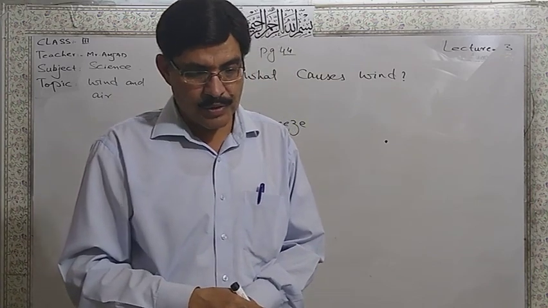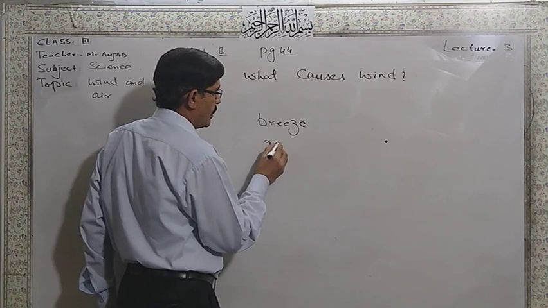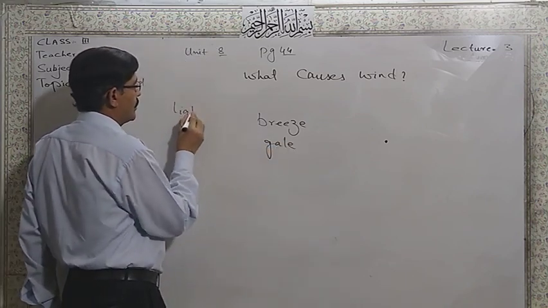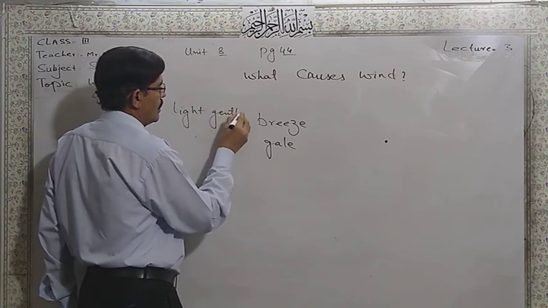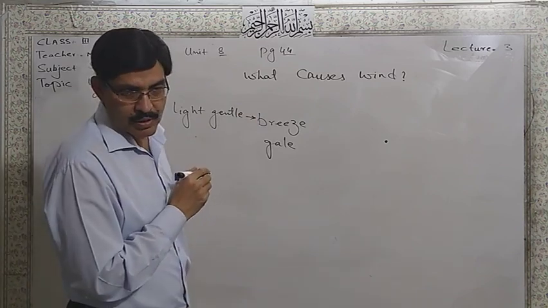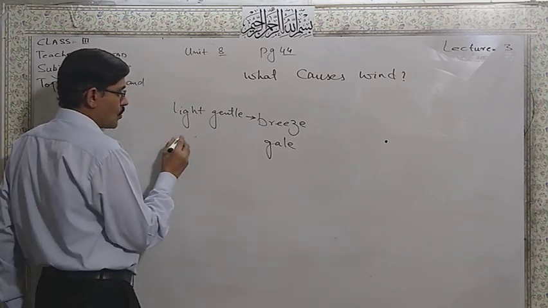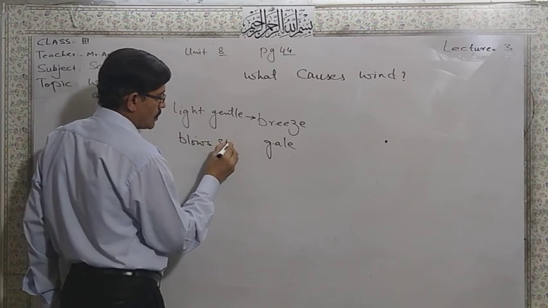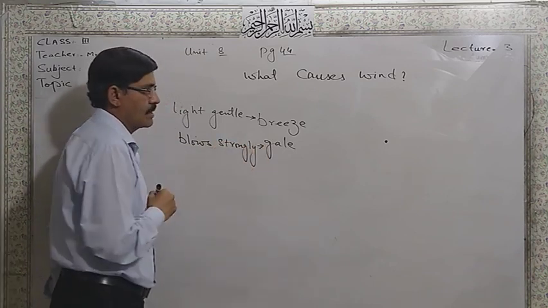When the wind blows very strongly, it is called gale. Light and gentle wind is called breeze. And when it blows strongly, that is called gale.